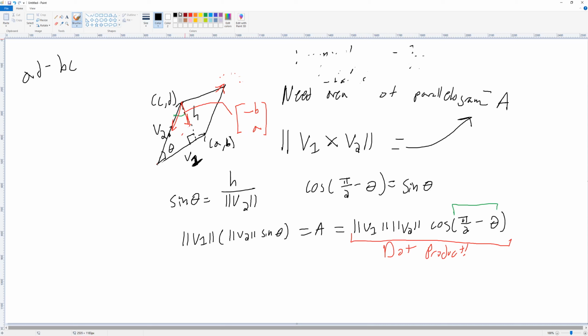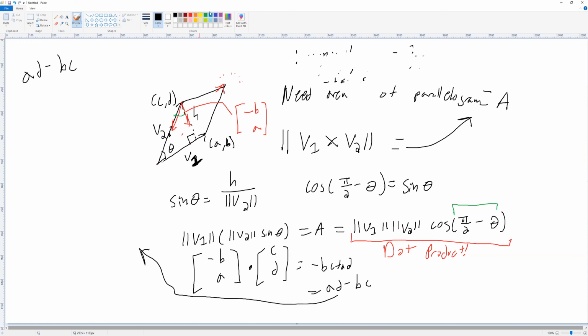And so this last step is going to be the dot product of negative b, a with c, d, which equals negative bc plus ad, which equals ad minus bc. And this is also equal to, I'll just write this out for clarity, the determinant of the matrix A, B, C, D. And you can remember that because you cross this term and then subtract this term. That's how I remember the 2 by 2 determinant: AD minus BC.